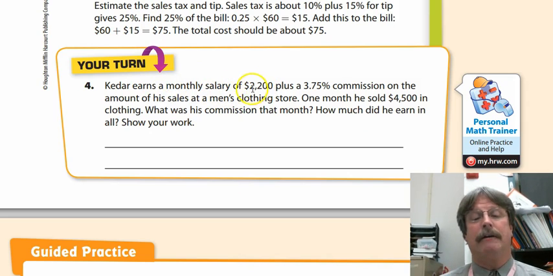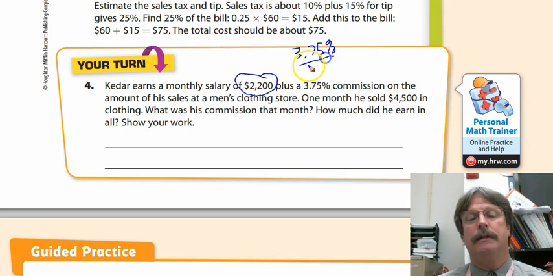Ketter earns a monthly salary of $2,200 plus a 3.75% commission on the amount of sales at the men's clothing store. 1 month he sold $4,500 in clothing. What's his commission for that month? How much did he earn in all? Show your work. Okay, so we have the $2,200. We have to convert the 3.75 into a decimal because this is a percent. So we divide that by 100. So that's going to become 0.0375. It's the 3.75% commission on the amount of sales.